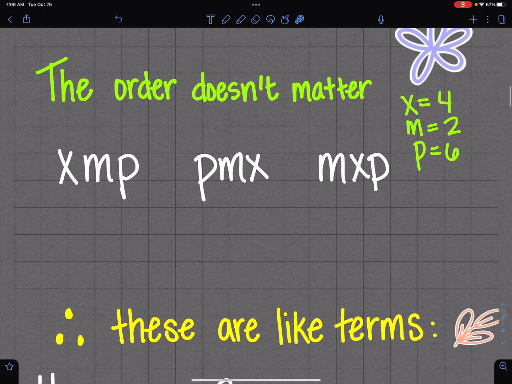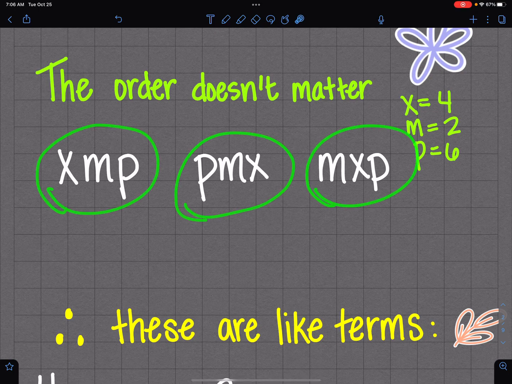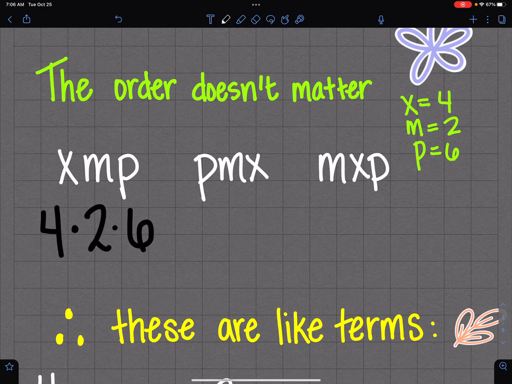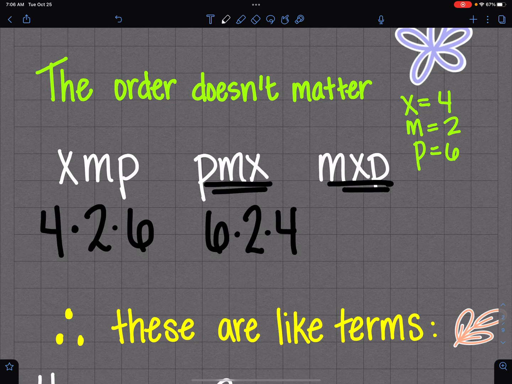This is just a little proof to show you that the order doesn't matter and that these are actually like terms right here. So here we have xmp, pmx, mxp. And if you were to plug in these numbers where x is 4, we'll just do it real quick. If x is 4, this would be 4 times 2 times 6. And then this next term, pmx, that would be 6 times 2 times 4. And this last expression would be if m is 2, x is 4, p is 6.